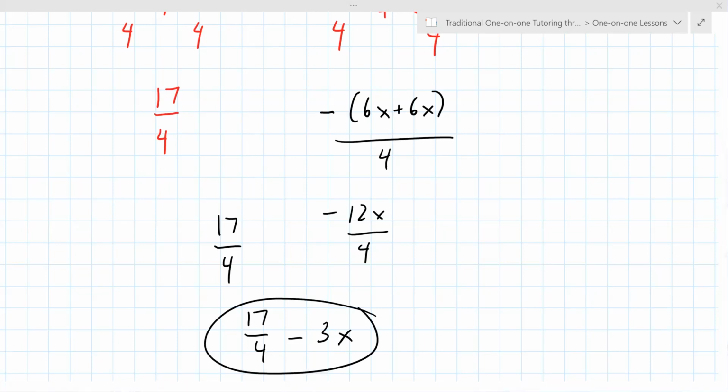17 over 4 minus. This one was way too long. This is way too much. The fractions really add to the degree of difficulty. My goodness. Okay, I'm going to work on that last one on my own.